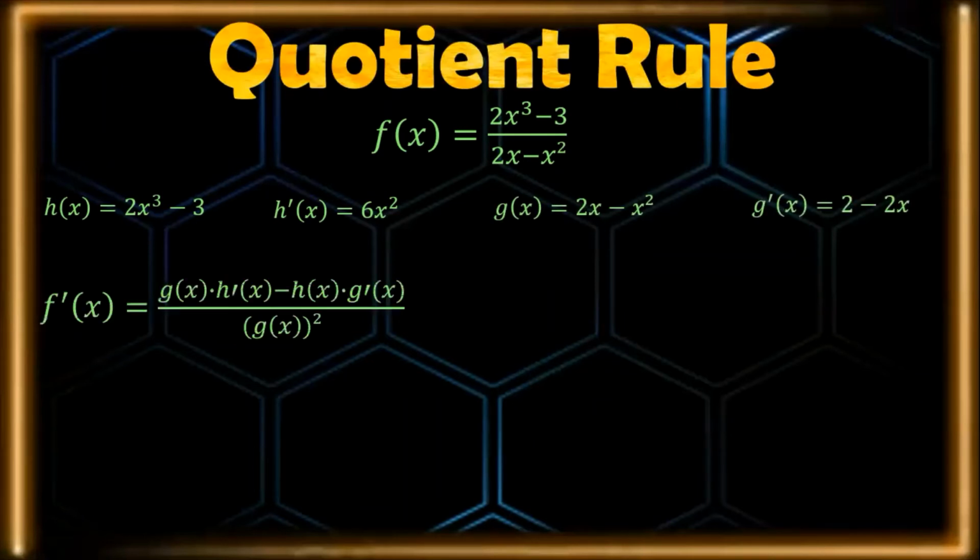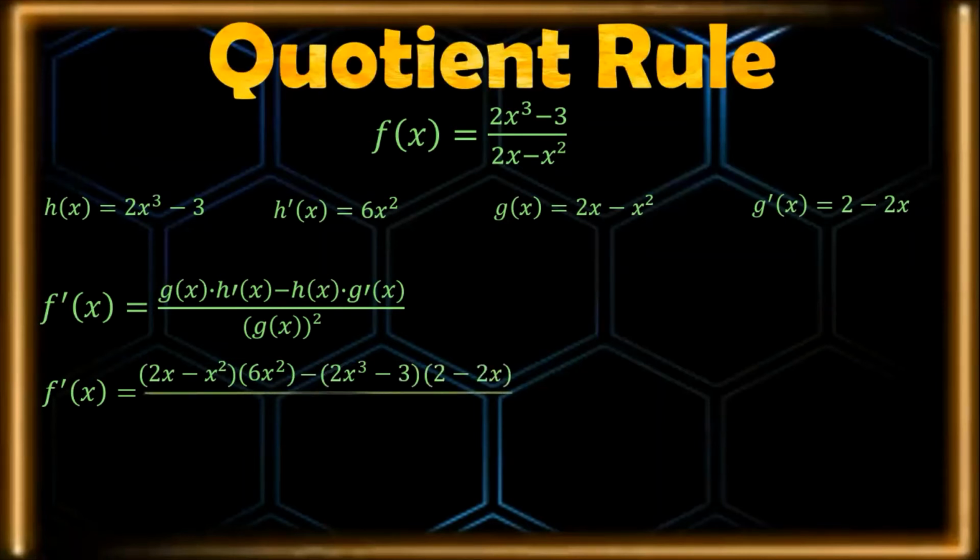So substituting it to the formula, that will give us f prime of x, which is equal to our g of x, 2x minus x squared, times h prime of x, which is 6x squared, minus h of x, we have 2x cubed minus 3 times our g prime of x, which is 2 minus 2x. All over our g of x, the denominator, we have 2x minus x squared, quantity squared.